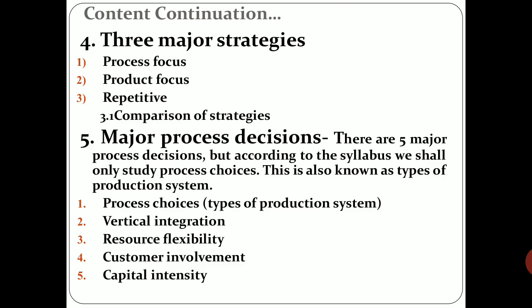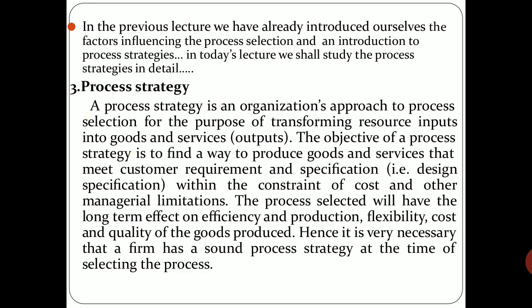So in today's session, we'll be learning more about the three major strategies and its comparison, and then we move on to the major process decision that is said to be one of the major and very crucial decisions made by the management related to the process choices, or we call it types of production system, right? Before we go to that, we'll first analyze the three major strategies related to process selection.